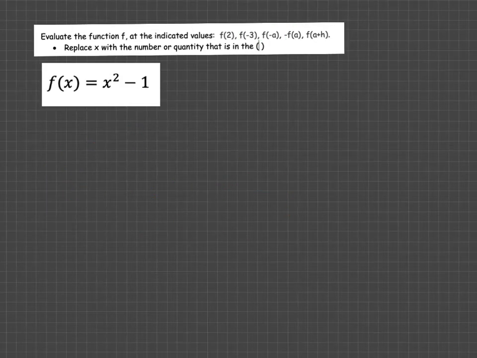Again, we have no number plugged in for x. And notice that there's a negative out in front of the function. So we want to evaluate negative f of a. So we take our function and we're going to put a negative in front of it. So negative in front of the function, we plug in a for x. And notice there's parentheses around that because that negative applies to the entire function.